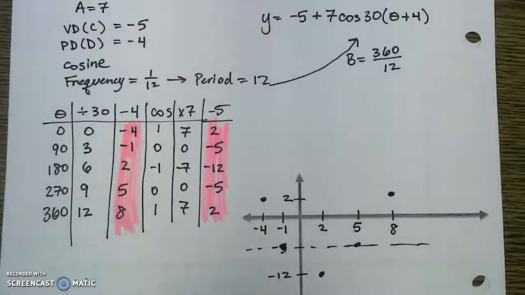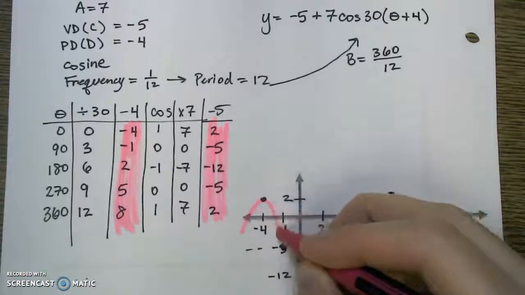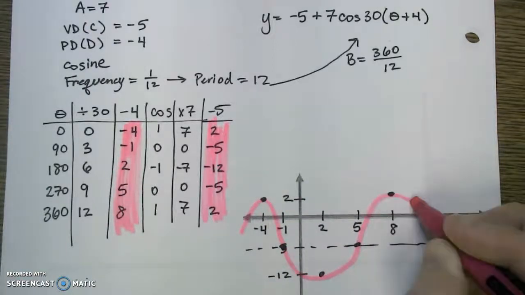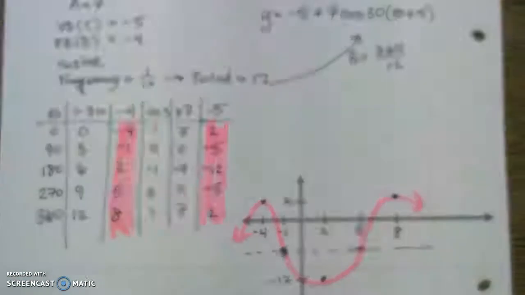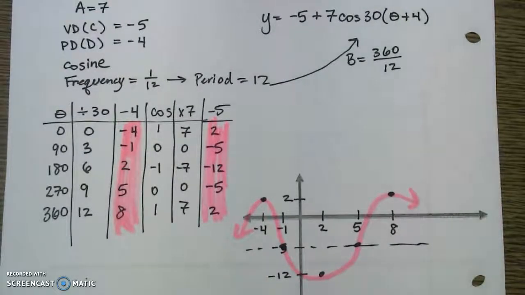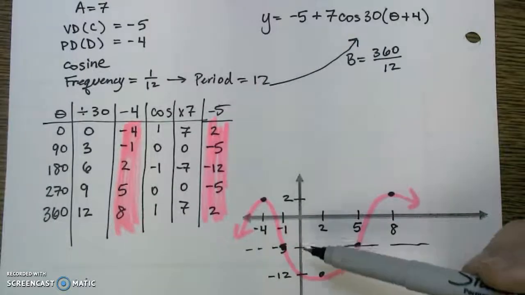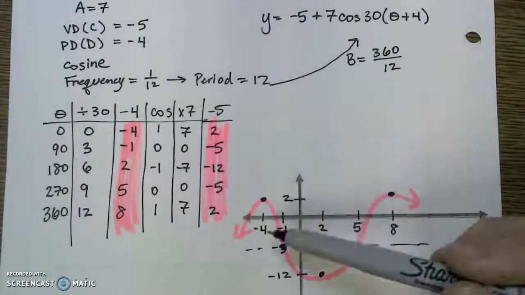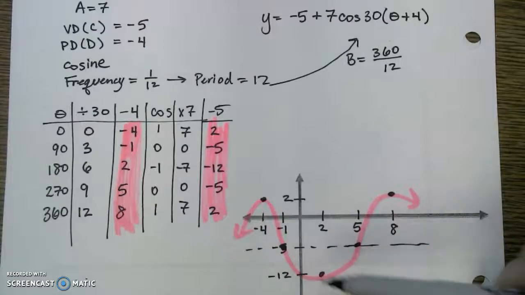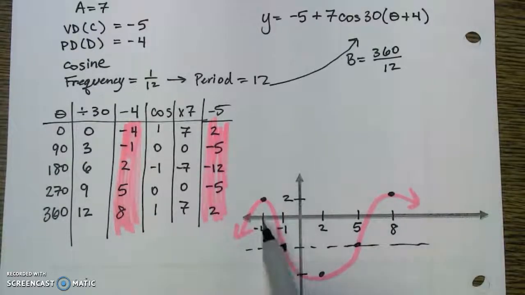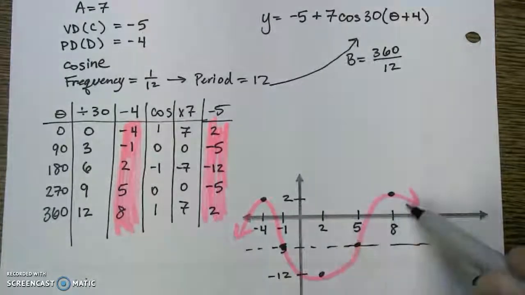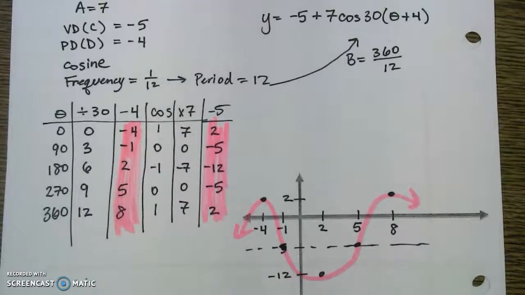So your cosine wave should look like this, hopefully a little better looking than mine. So we see that it's got an amplitude of 7 because it goes up 7 units and down 7 units. We also see that it has shifted left 4 and down 5. And it has a whole period of 12 degrees.